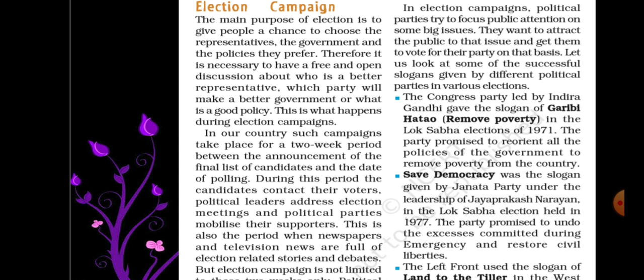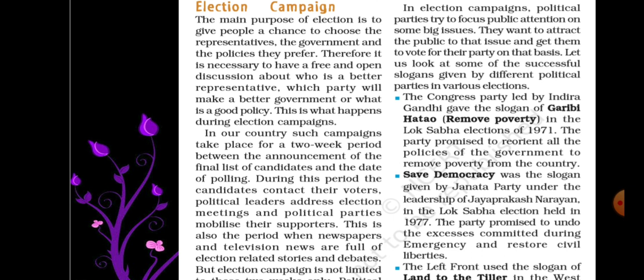Also, some of the slogans are given here by some of the famous leaders of India. Garibi Hadao, that means remove poverty. This slogan was given by Indira Gandhi in 1971, during the emergency period. Okay, Garibi Hadao, that is, remove poverty.